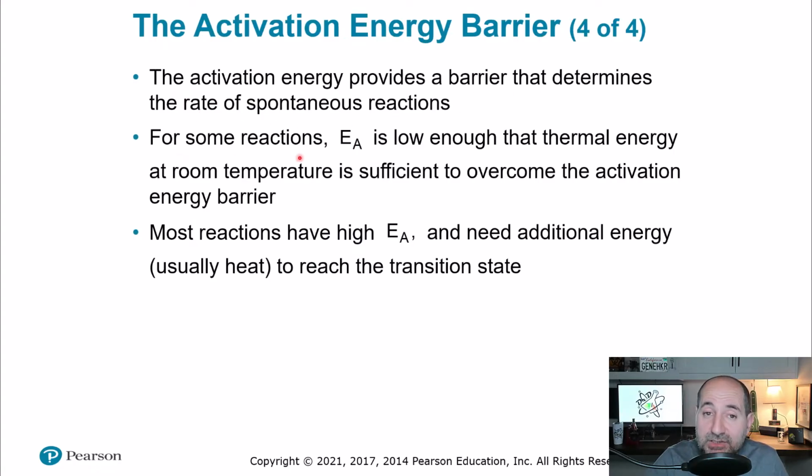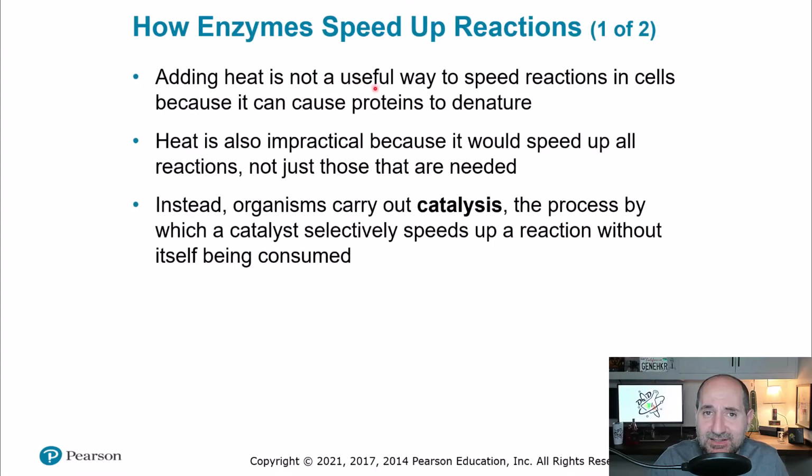For some reactions, the activation energy is low enough that even thermal energy, just heat from the room, is sufficient to overcome the activation energy barrier. Most reactions, on the other hand, have a high activation energy and need additional energy, usually heat, to reach a transition state. However, adding heat is not a useful way to speed reactions in cells because it can cause proteins to denature. We're not applying heat in our cells to provide an activation energy.